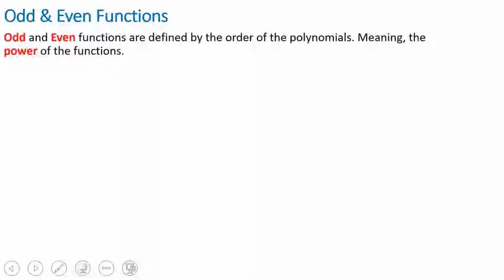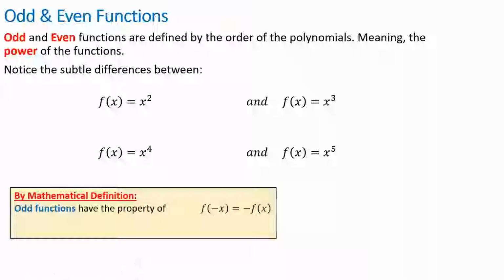Yeah? But odd and even functions, open up your exercise books. We're going to copy these two definitions as to what an odd and an even function is. It's very simple. Copy these two. It's in the yellow box. Mathematical definition. Odd functions have the property f of negative x is equal to the negative of f of x. So copy that down. And even functions have the property of f of negative x is equal to f of x.